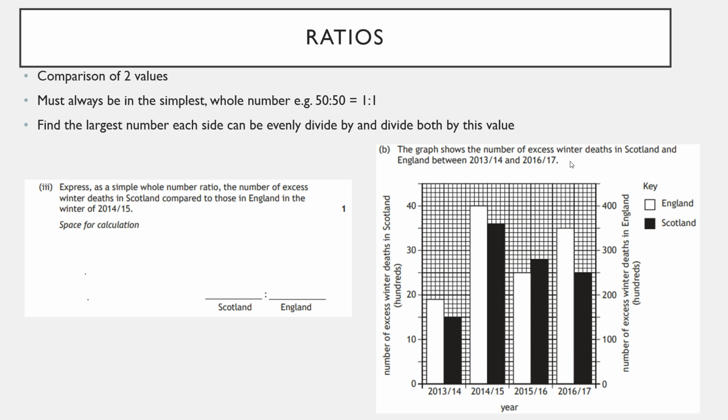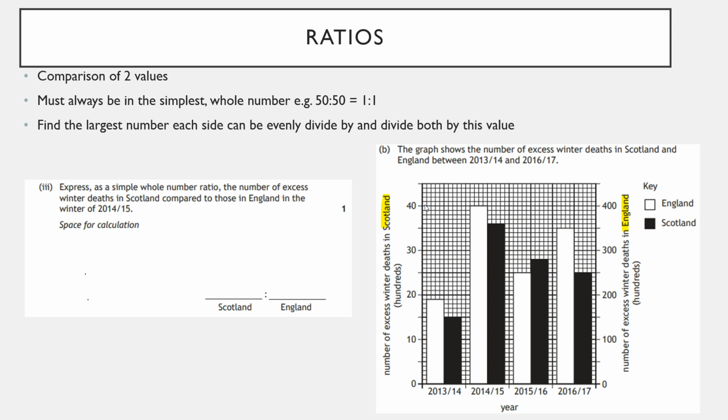So again, let's look at this past paper question. You were to express as a simple whole number ratio the number of excess winter deaths in Scotland compared to those in England in the year 2014-2015. So you're pulling your data from the graph and then simplifying the ratio. We're looking first at the number of excess deaths in Scotland. Values are on the left hand side.